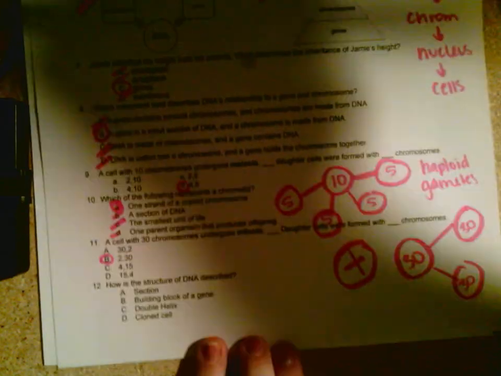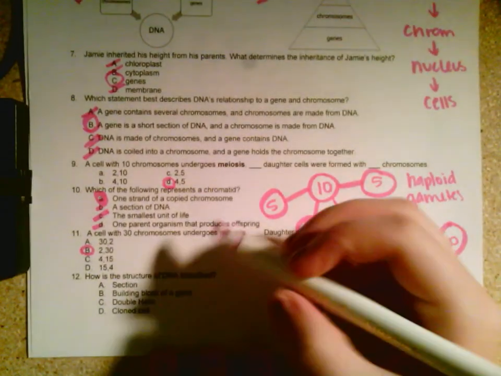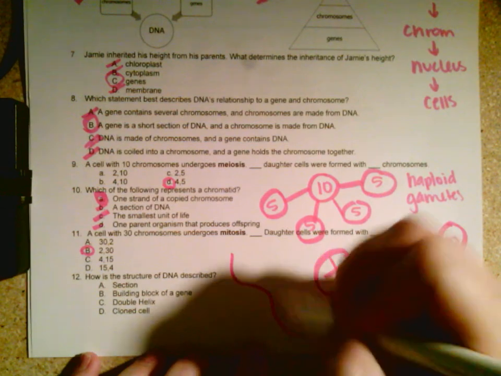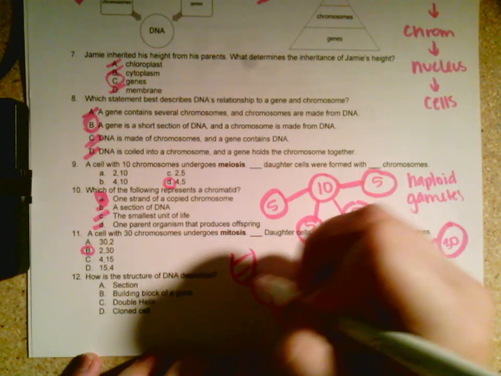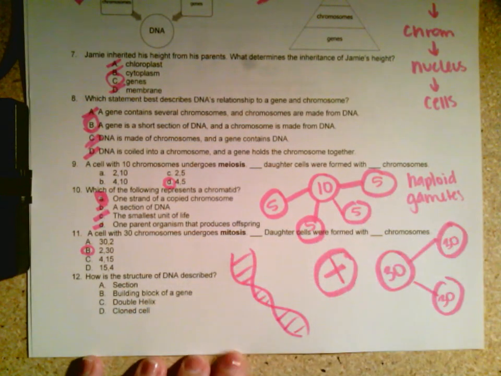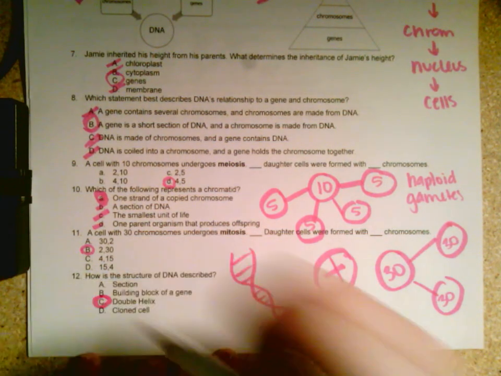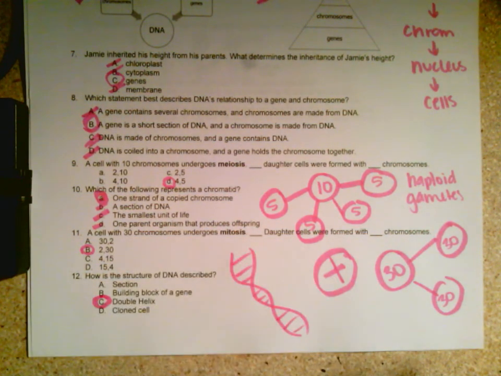Number 12, how is the structure of DNA described? We talked about this when we made our flip books. So if we draw this out, we see this twisted ladder shape, which is also known as a double helix. C.